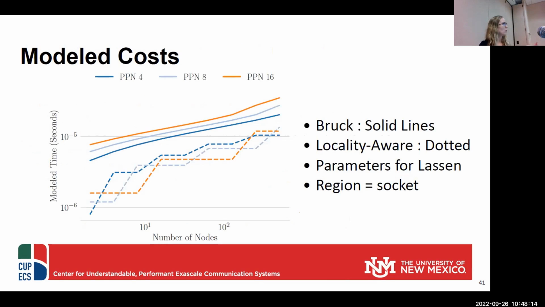So we do have some models. This is just comparing the standard Bruck Allgather, that's the solid lines, to the locality-aware, which are the dotted lines. This is using parameters for Lassen. So we're using sockets for regions instead of nodes. And then the colors are just different numbers of processes per node. The orange would be if we have 16 processes per node, the dark blue if we have 4. So you can see that the cost is modeled to decrease as we increase the number of processes per node, but all of these should be cheaper than the standard Bruck algorithm.